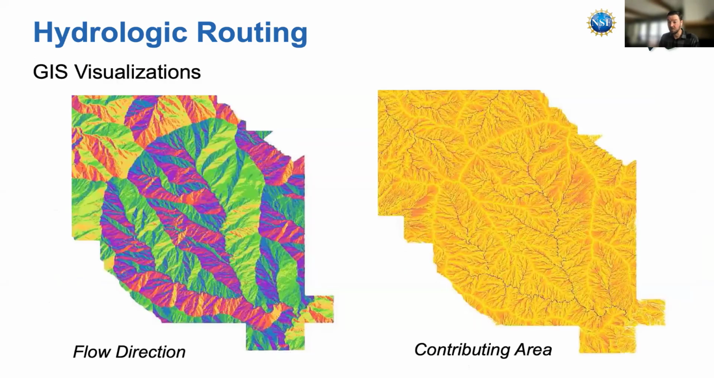And here's what a couple of those products look like once you get them. So flow direction and contributing area are two kind of common hydrologic products. And again, we'll talk a little bit more about these in a deeper dive in a future webinar, but these are some of the more specialized tools inside of OpenTopography.